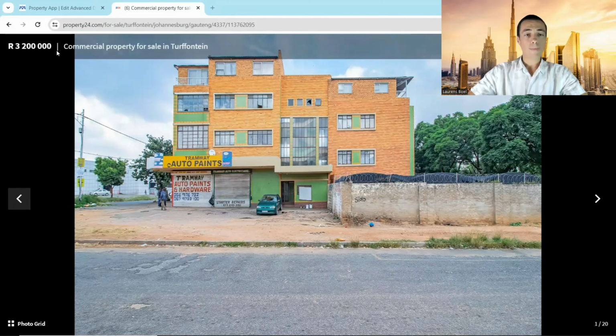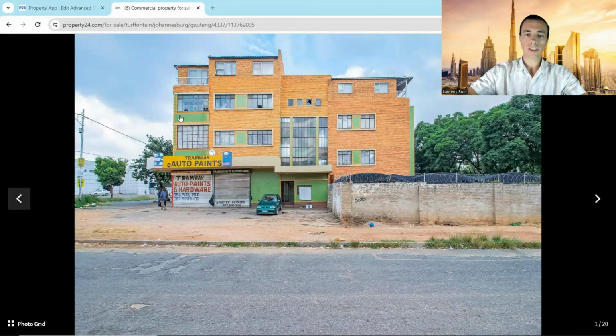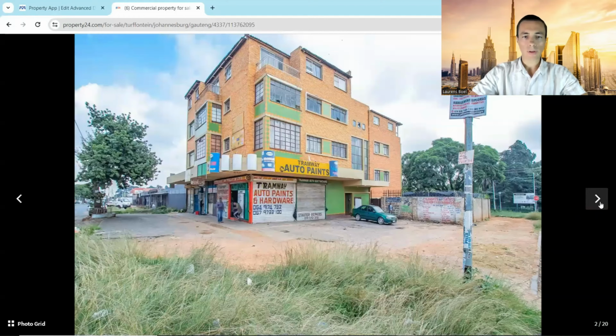So here we're looking at a block of flats in Turfentine. It's a mixed use, partly residential, partly retail. So at the bottom, you can see the retail sector. At the top, you can see the residential sector. Let's have a look at some of the photos.